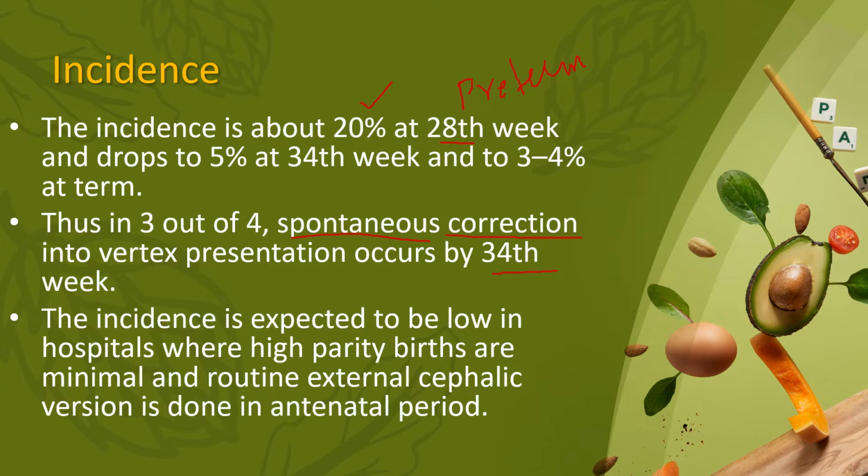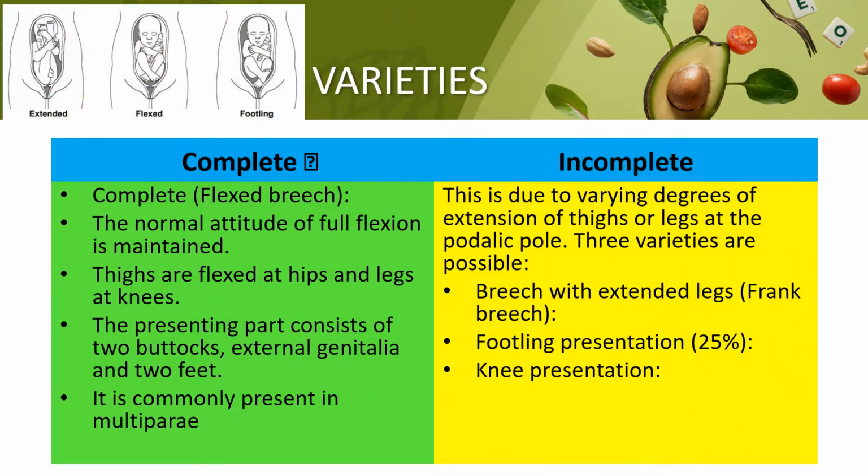The incidence in hospital is very low where high parity births are minimal and routine external cephalic version is done in the antenatal period. That means external cephalic version is done in the antenatal period itself. High parity births means the mother has had three or four more births, so that mother could have an external cephalic version in the antenatal period itself. Next, please.